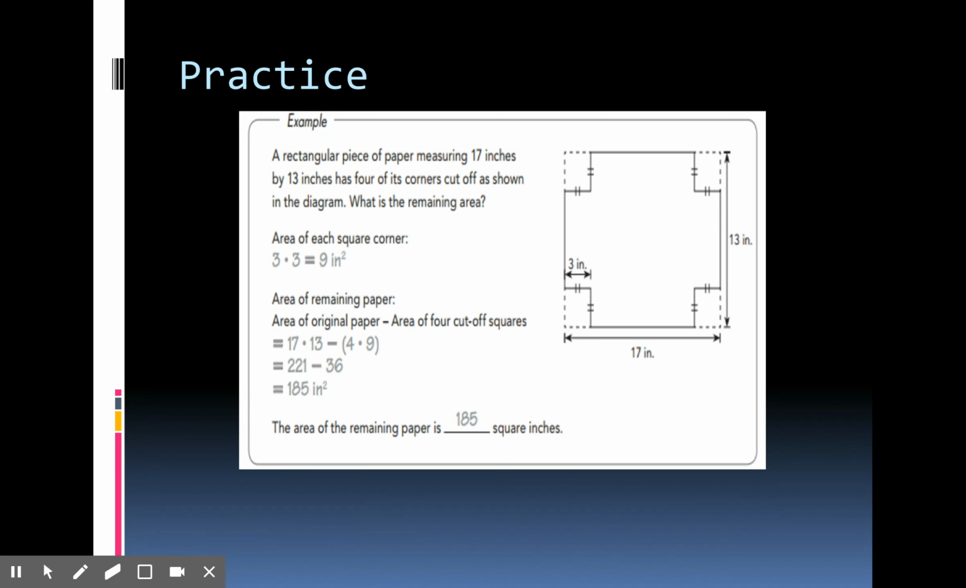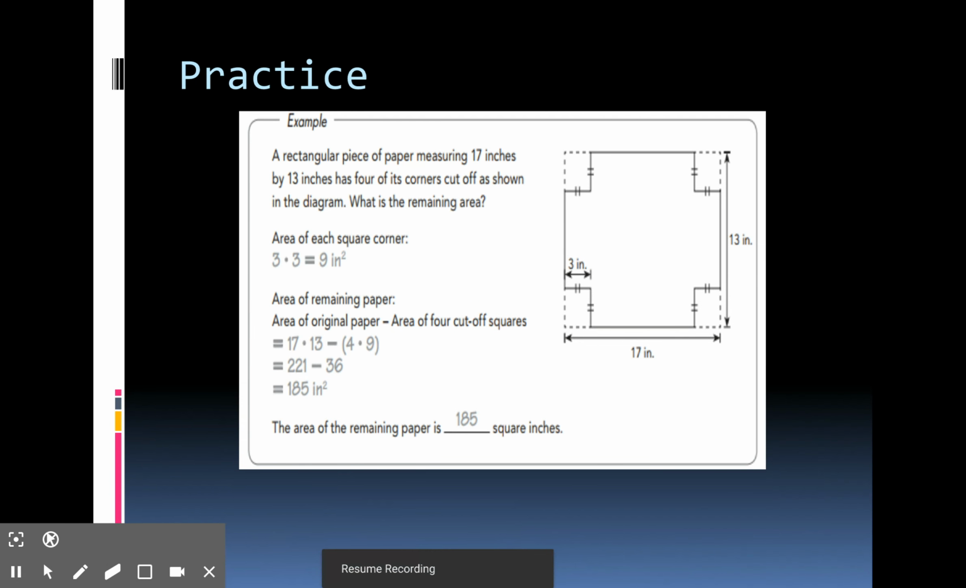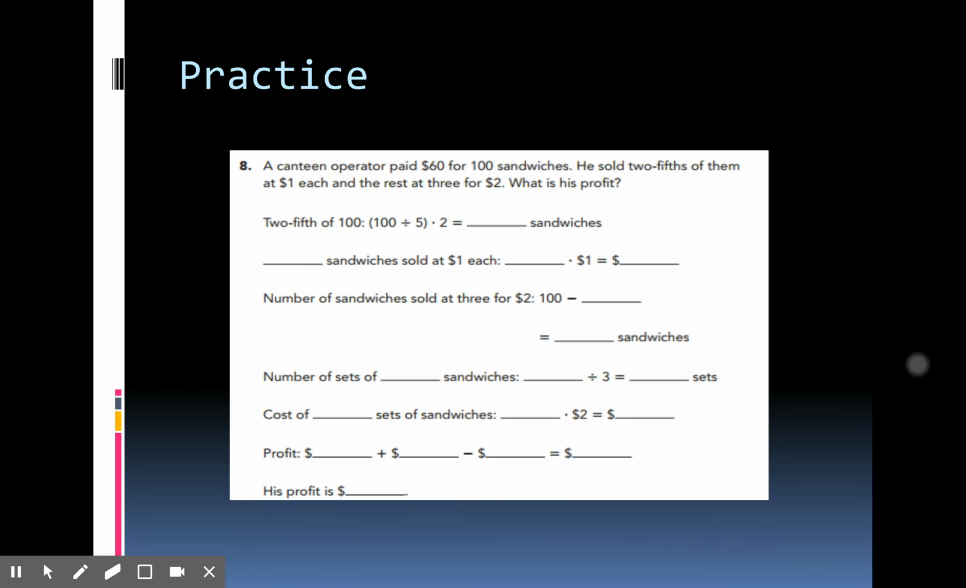So they used order of operations and did parentheses. 4 times 9 is 36. Sorry, I keep moving forward. And then 17 times 13 is 221. So 221 minus 36 is 185 inches squared.